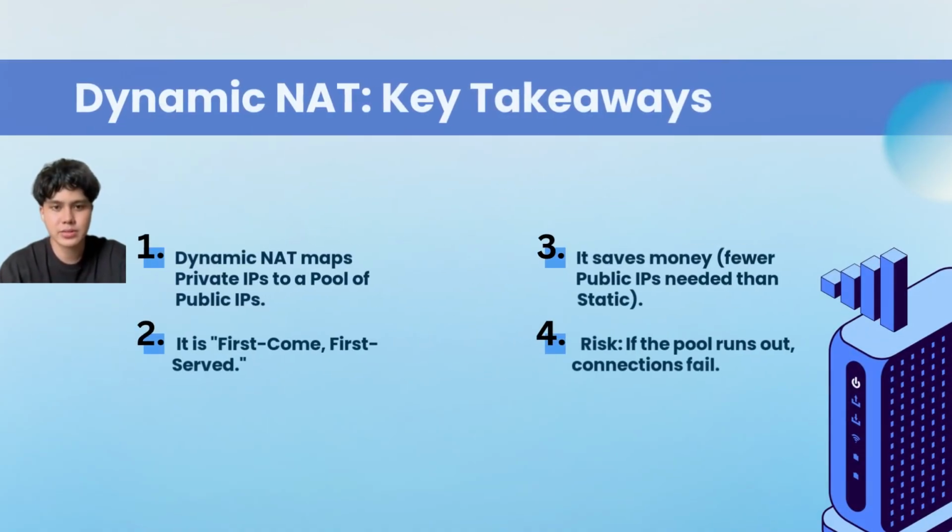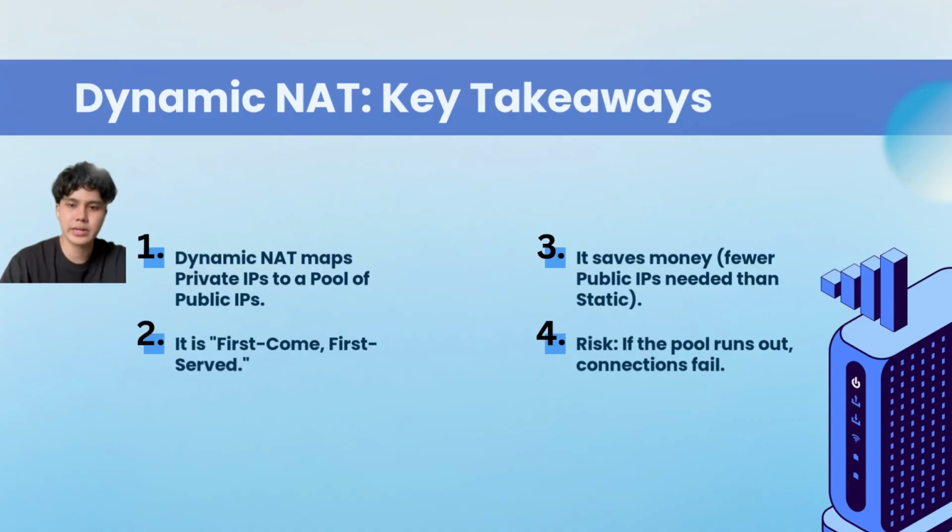Before we move on to the next solution, let's quickly recap the four things that we need to remember about dynamic NAT. Firstly, the concept: it maps internal private IP addresses to a shared pool of public IP addresses which are stored on the router. Secondly, the rule: it operates on a first come, first served basis. So if there are any IP addresses available, you will get one. If there isn't, the device that needs to connect needs to wait for an IP address to be free. Thirdly, the benefit: dynamic NAT saves money. An organization does not need to buy a public IP address for every single device in a building. It just needs to buy enough for the people to be active at one time.